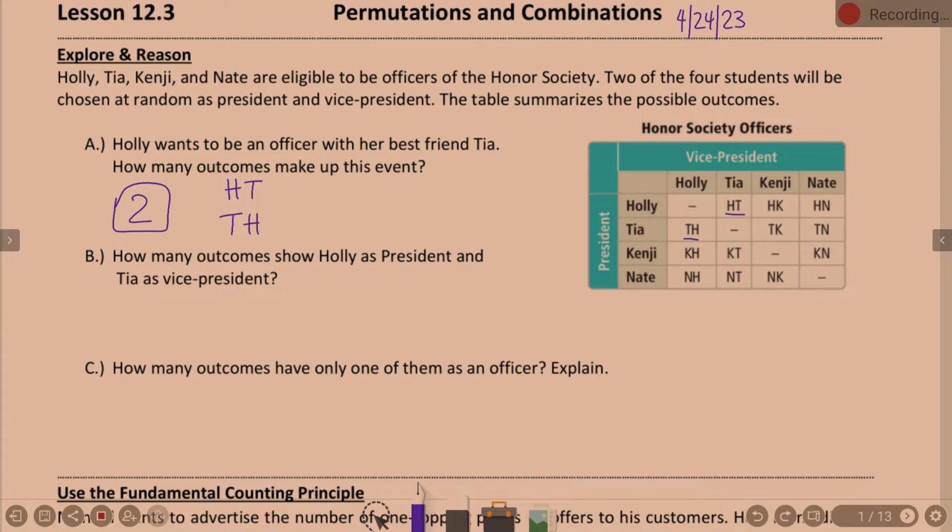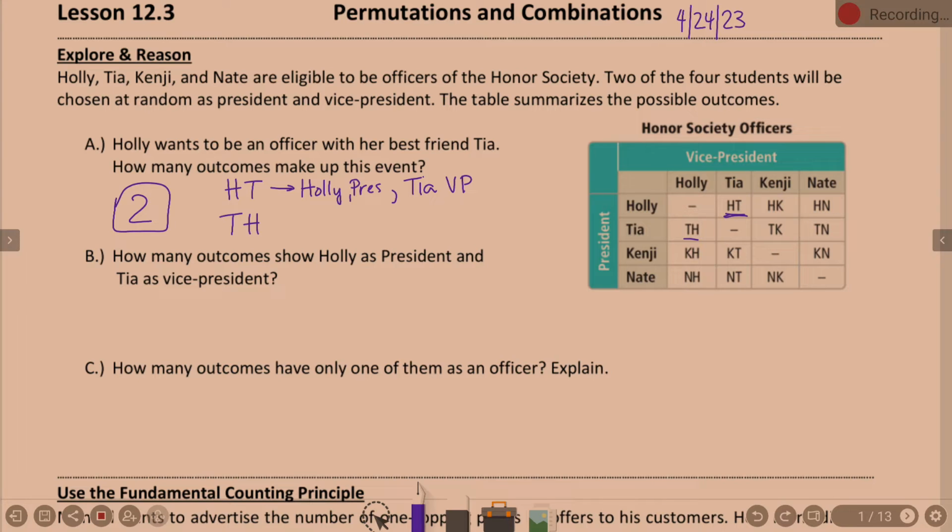Now, B is the follow-up to that question. How many outcomes show Holly as president and Tia as vice president? One. Just one. Which one? The second one in the top row. Okay. Second one, top row. In other words, the one where it is HT, right? So, and I didn't mention it up here, but this HT represents what? Holly as president and Tia as vice president based on how our chart is set up, right?